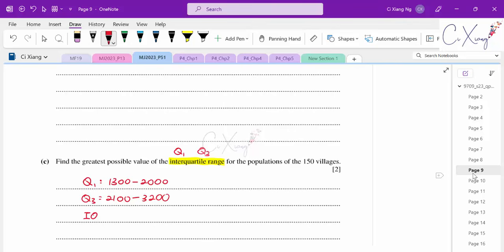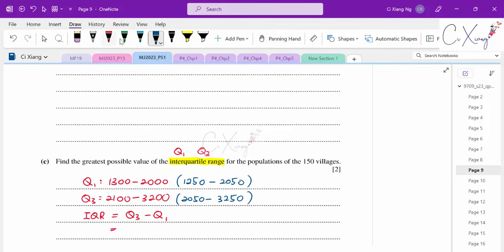To get the interquartile range, I have to take Q3 minus Q1. Please take note that this is a class interval. When you want to calculate the interquartile range and everything, we have to consider the value of class boundary. So for this one, it is actually 1250 to 2050. Then for this one, it is actually 2050 to 3250. So what is the value that I can get so that when I take Q3 minus Q1, I will get the largest value?